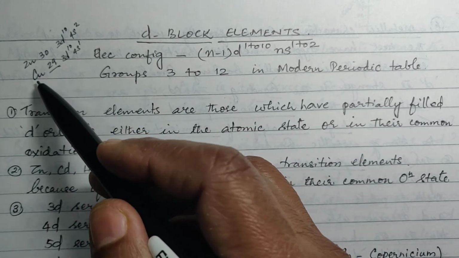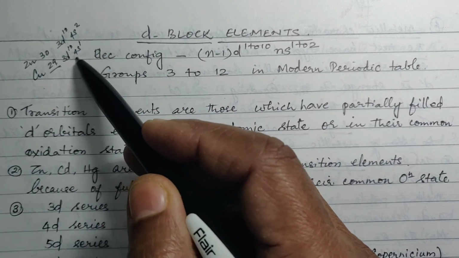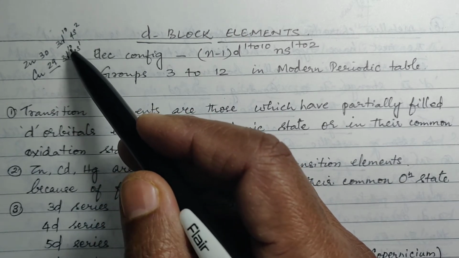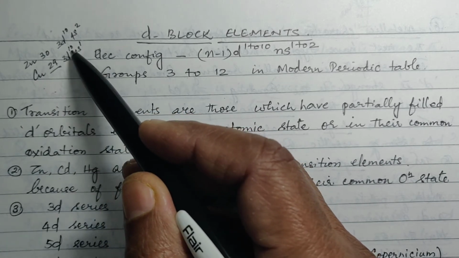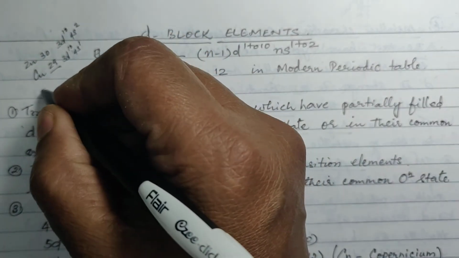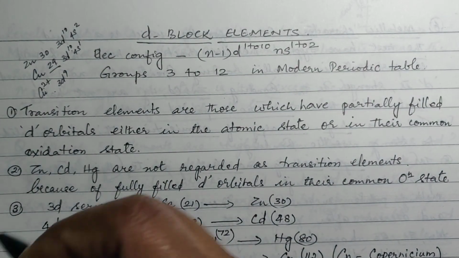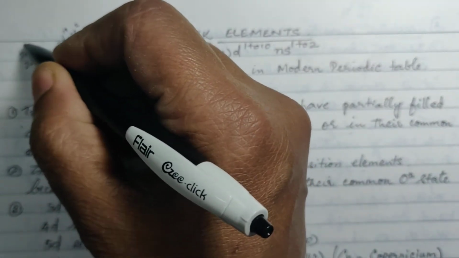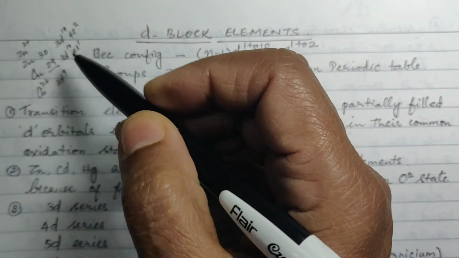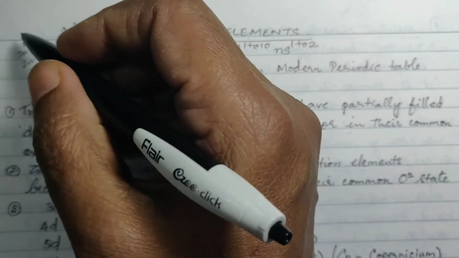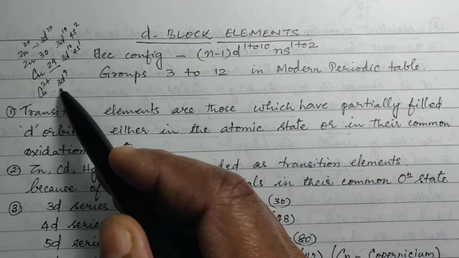But then, if you consider Cu+, then this 4s will be lost. Again, it will be having 3d10. But if you consider Cu2+, then one electron from 4s and one electron from 3d will be lost. And so, this Cu2+ will have 3d9 configuration. But then, zinc, which is existing in 2+ state more commonly, will have again 3d10 only. Zinc 2+ will have 3d10. But Cu2+ has 3d9.